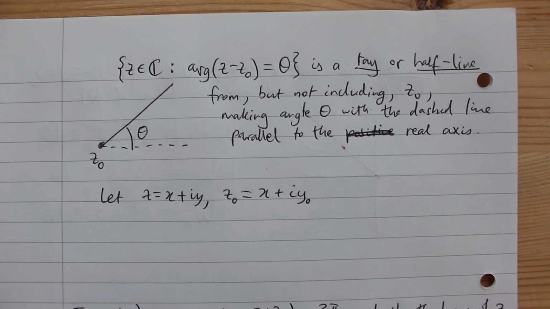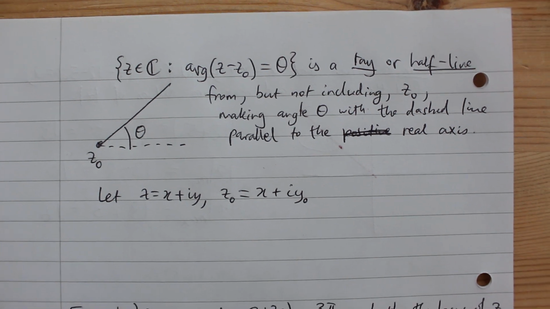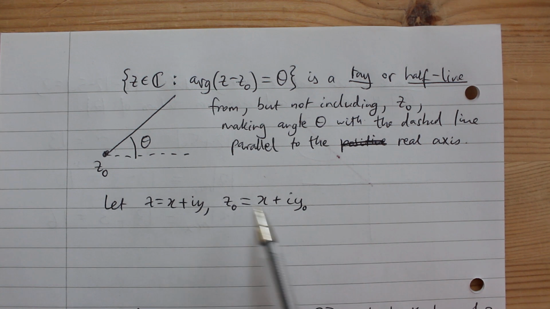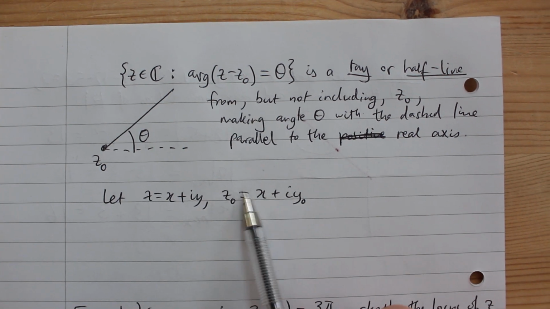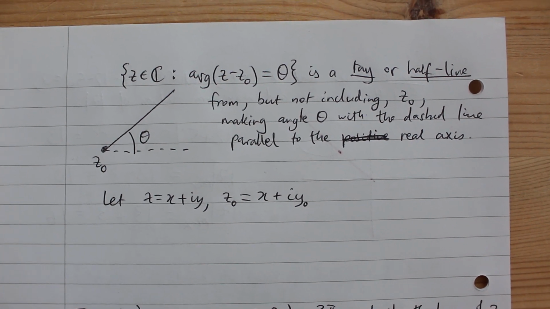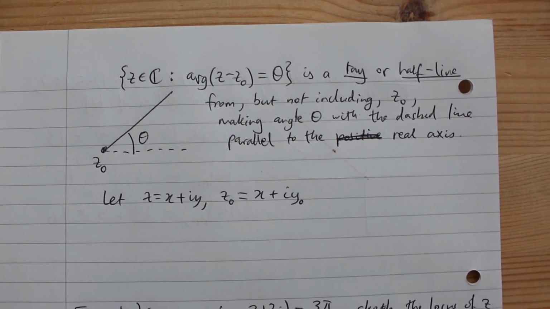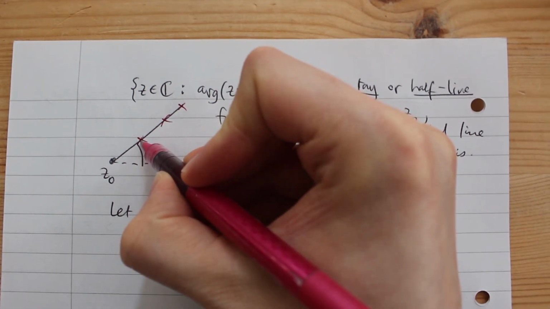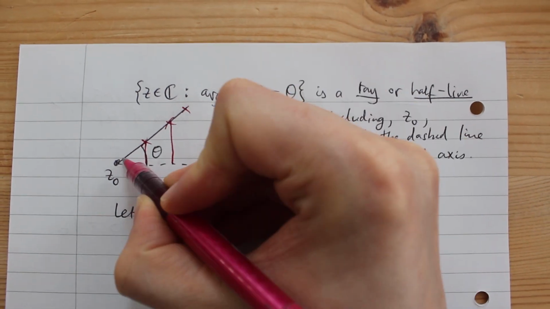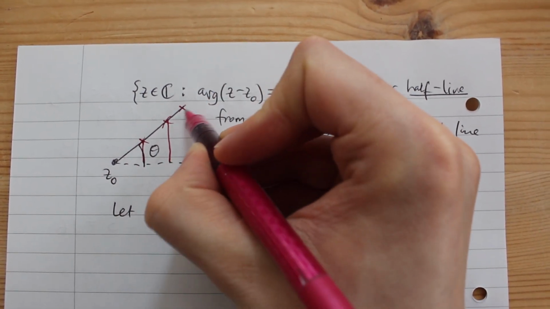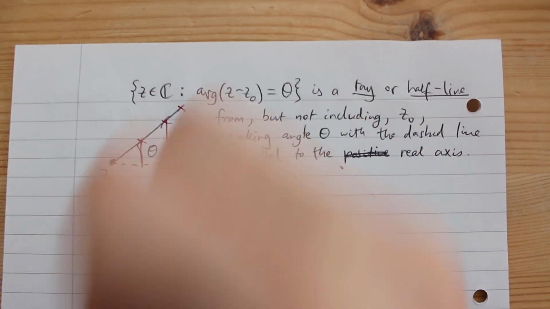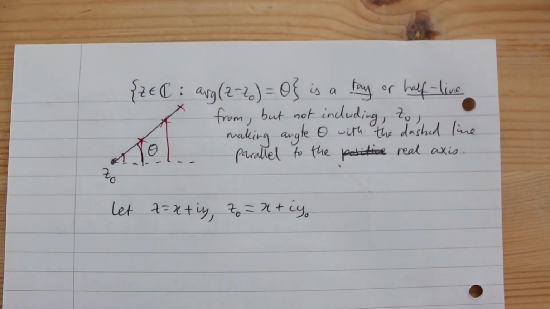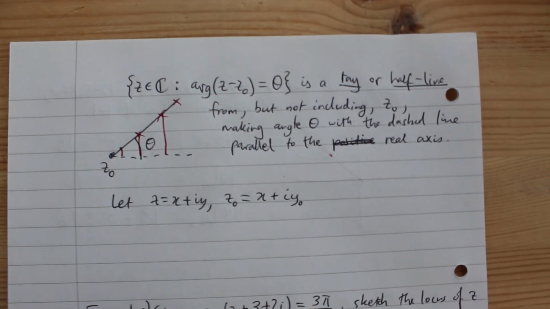So let's find the Cartesian equation of the half line. If we let z be x plus iy and z0 be this, then the point z could lie anywhere on this line. Wherever it lies, if we drop a perpendicular, we can make a right-angled triangle. And all of these right-angled triangles we can make are similar. The angle theta here is the same in each triangle.